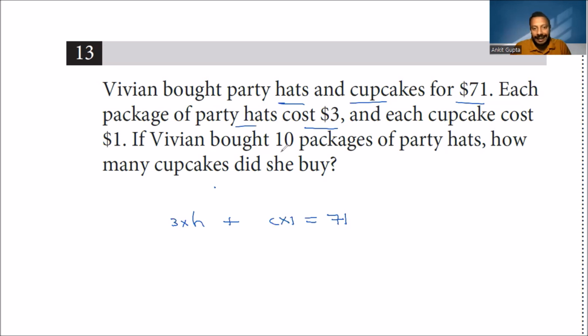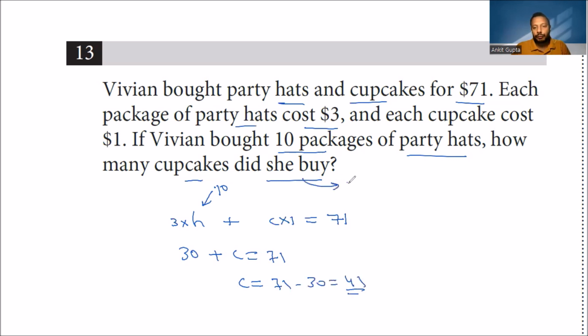If Vivian bought 10 packages of party hats, that means the value of H is equal to 10. How many cupcakes did she buy? So that means 30 plus C is equal to 71, and we need to find the value of C. So C becomes 71 minus 30, or 41. That means she actually bought 41 cupcakes.